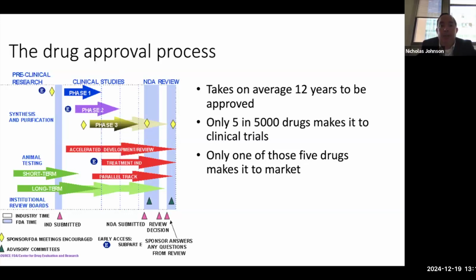And then at that point, oftentimes there's about a six-month delay, which is what you can see here, after the new drug application is submitted, and then the drug is approved or denied by the FDA.